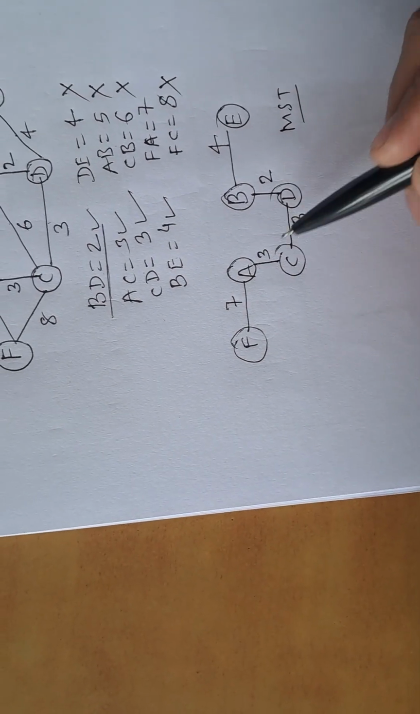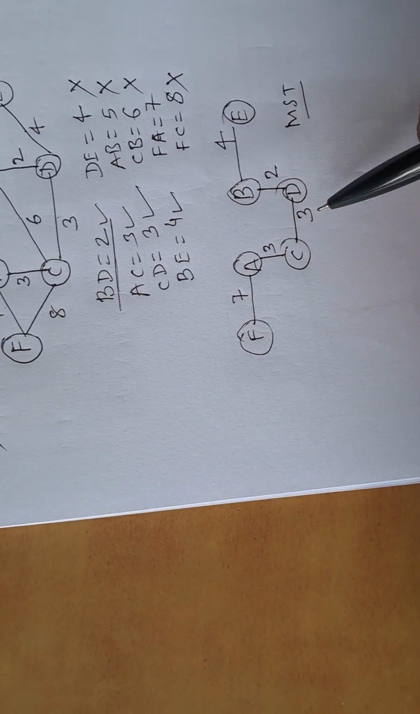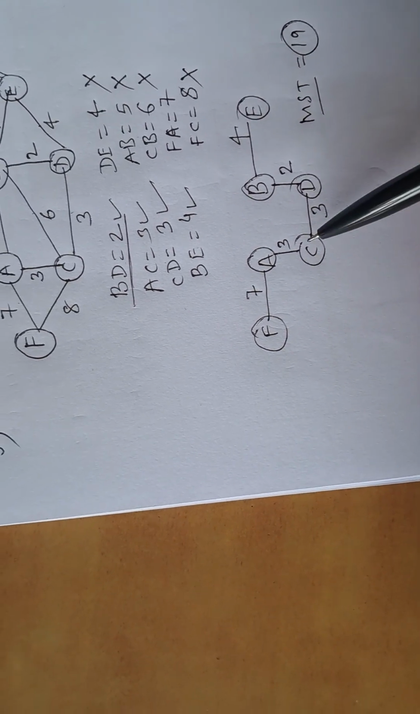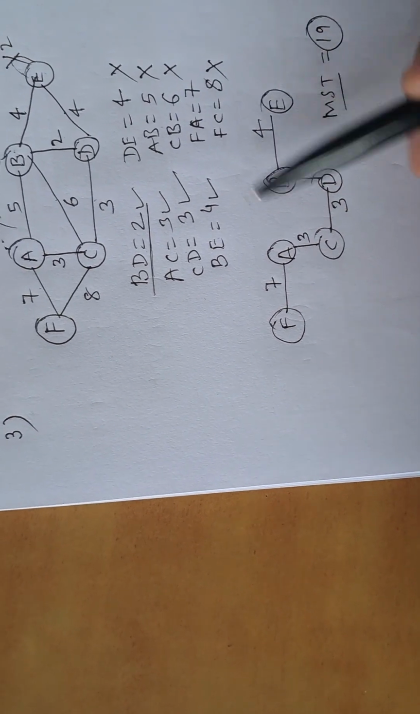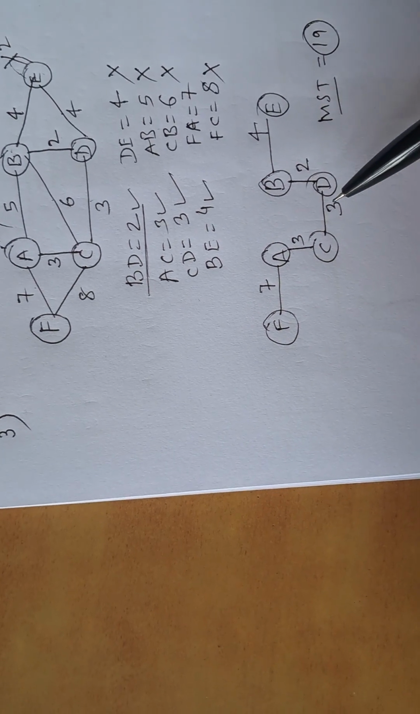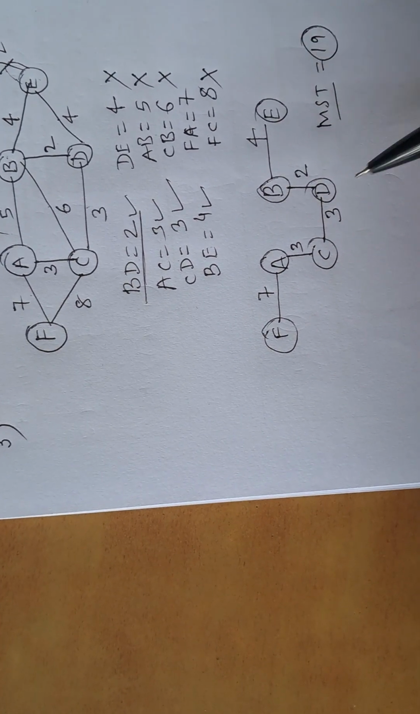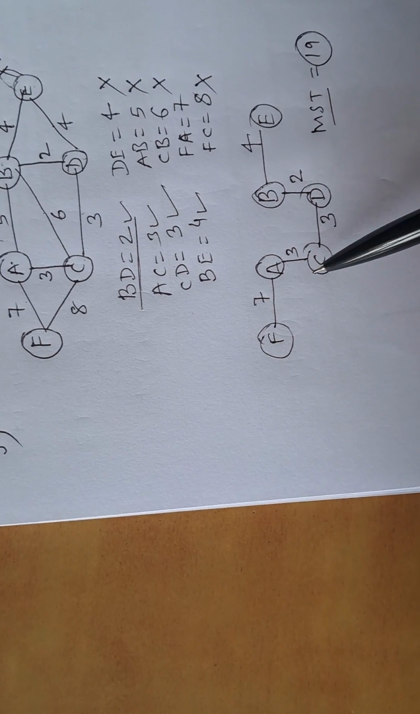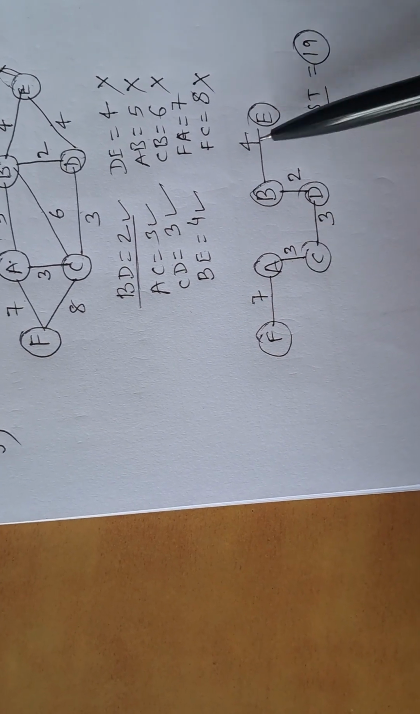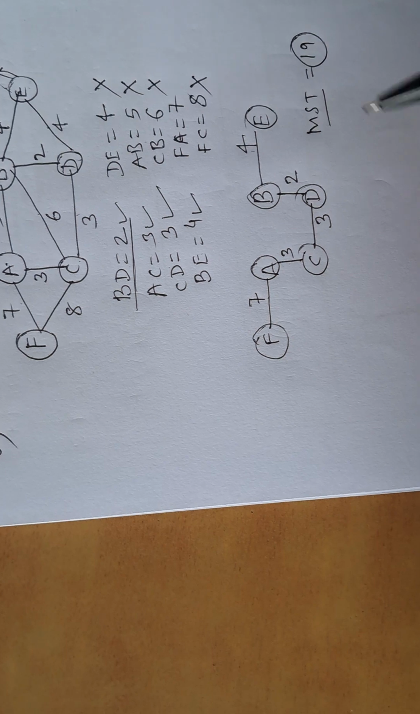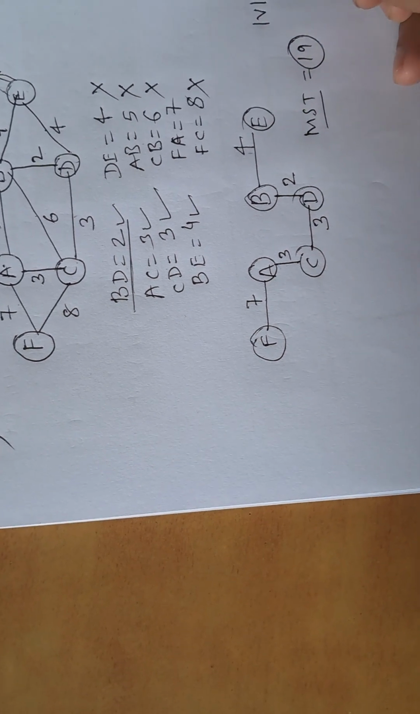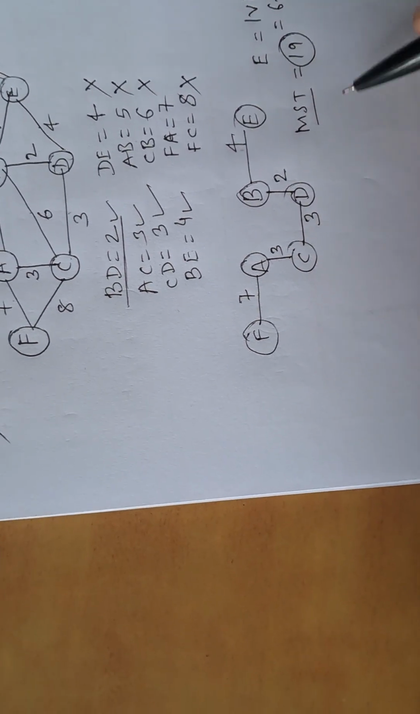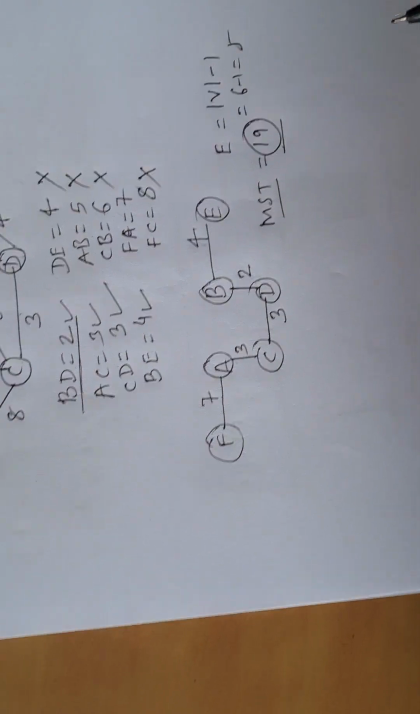So what is the total cost? 7 plus 3 plus 3 plus 2 plus 4: 10, 13, 15, 19. How many vertices are in the spanning tree? Same as the original graph: A, B, C, D, E, F. And how many edges? Number of vertices minus 1. How many vertices are there? 1, 2, 3, 4, 5, 6. So how many edges would there be? 1, 2, 3, 4, 5. So there are 6 vertices, and the number of edges in an MST is always the number of vertices minus 1, that is 6 minus 1. So we got 5 edges with the total cost 19.